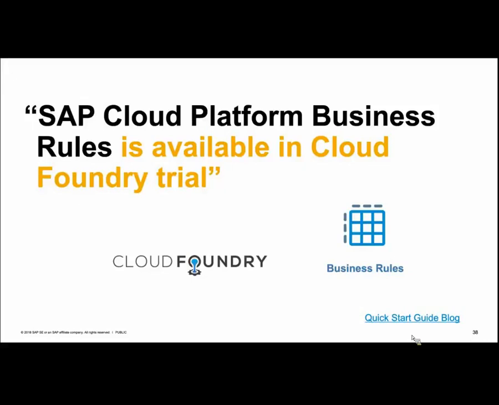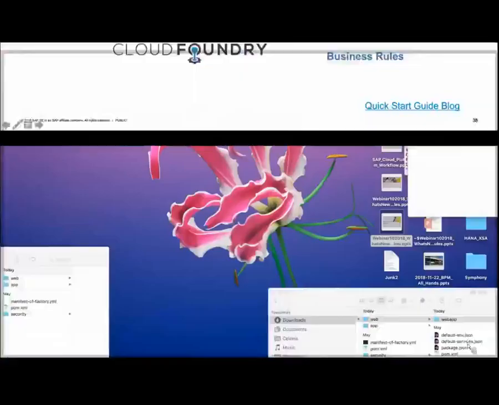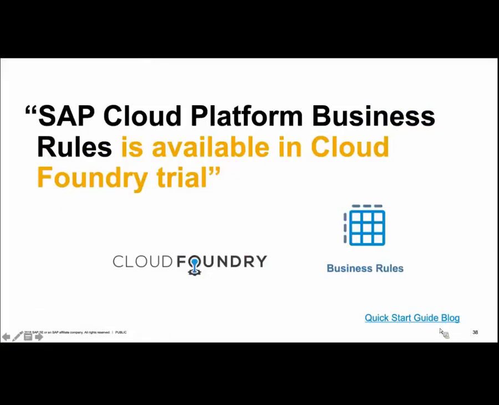and it will be released in early quarter one of 2019 for enterprise and productive consumption. First we are going with AWS, and then we will go to Azure and Google Cloud Platform. There's also a quick start guide that I have written. It's a step-by-step guide on how you can enable the business rules subscription in your Cloud Foundry trial, and how you can work with it.